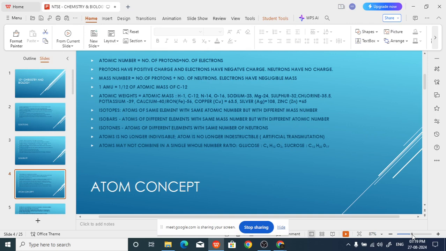Atomic weight and atomic mass are the same; there is no difference. Hydrogen atomic mass is 1, carbon is 12, nitrogen is 14, oxygen atomic weight is 16, sodium is 23, magnesium is 24, sulfur is 32, chlorine, that is a gas, is 35.5, and potassium is 39.